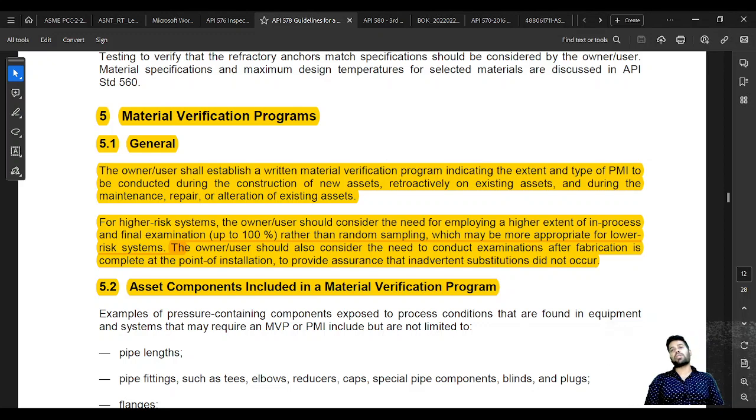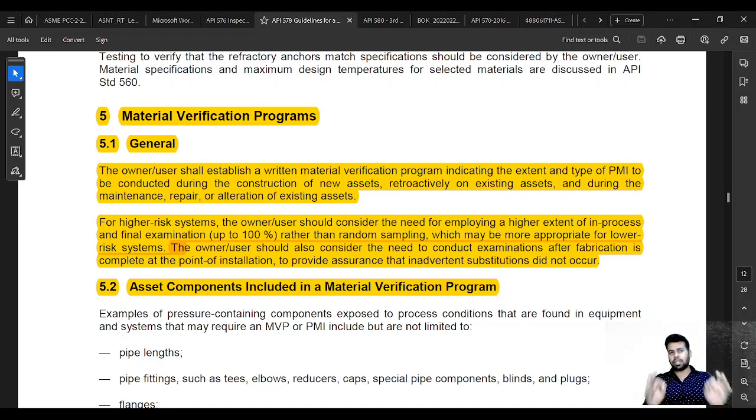Again, this video is going to be good for people who are preparing for API ICP examinations, and also for people who are working in asset integrity. They'll have a good idea of what kind of material verification process they can use depending on their application. Again, we'll go to Article 5, Section 5 of this document, which is Material Verification Program.